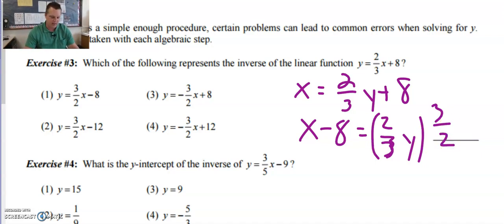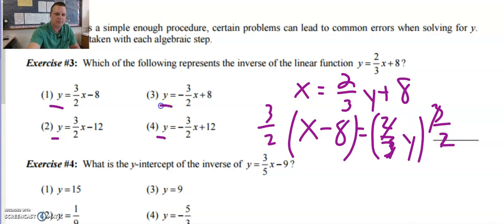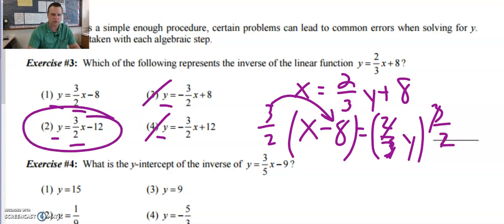I multiply by the 3/2. So when I multiply by 3/2, make sure that each term gets multiplied by the 3/2. So what will happen, it will cancel over here. You're left with a y, you got it. Okay, and then a 3/2 x. So 3/2 x, 3/2 x. And then 3/2 times -8, if you need to put it in your calculator because it has to be distributed through, gives you the -12, which is choice 2.